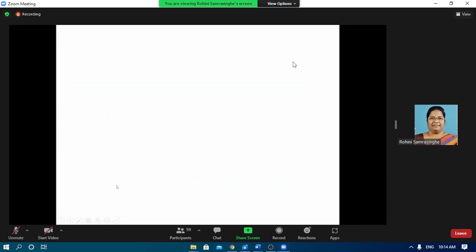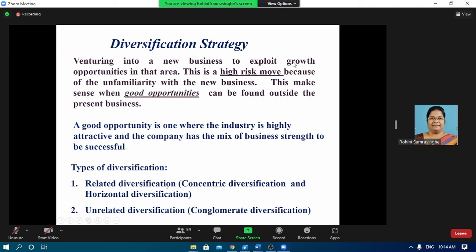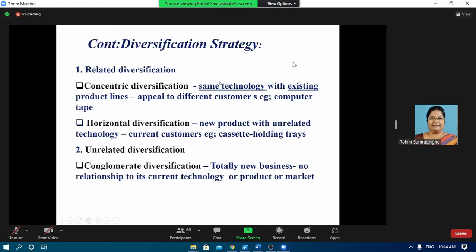The first one also has two types. One is concentric diversification, the other one is horizontal diversification. But simply, you can understand what the different diversifications are. What is concentric diversification? It means the same technology with the existing product line. That means the company seeks new products where the new technology they try to apply is related to the existing product line. So they just try to introduce a new product.